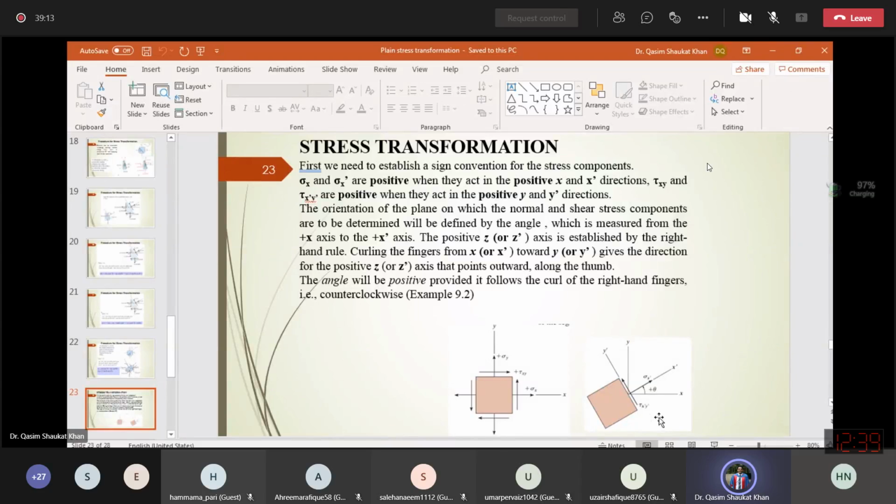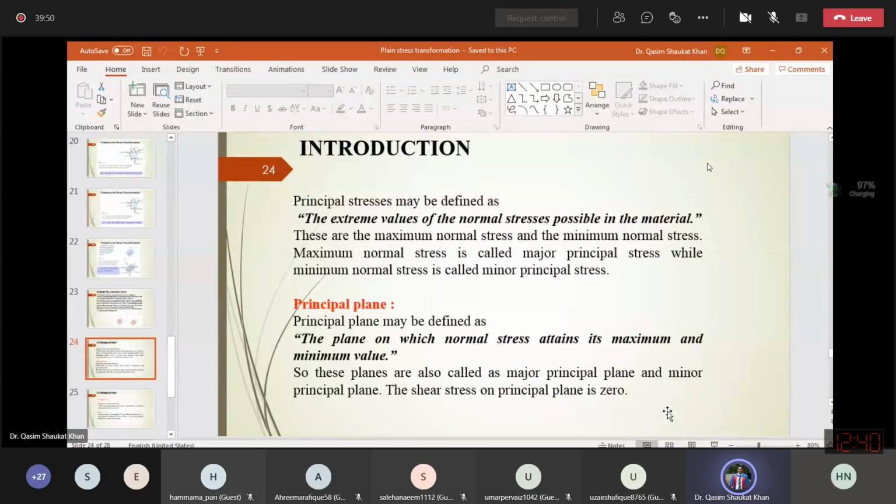Similarly, for the second case, if let's say my x dash axis is somewhere here and I curl my fingers from x to x dash axis in the clockwise direction, what will happen? Your thumb will point into the plane, and in this case the z-axis is considered negative. So the sign convention which we are going to follow is that counterclockwise is positive and clockwise is negative. Is this point clear?